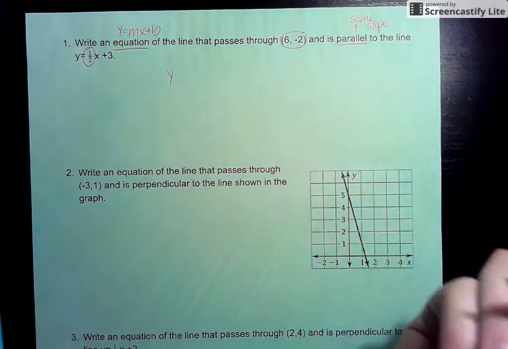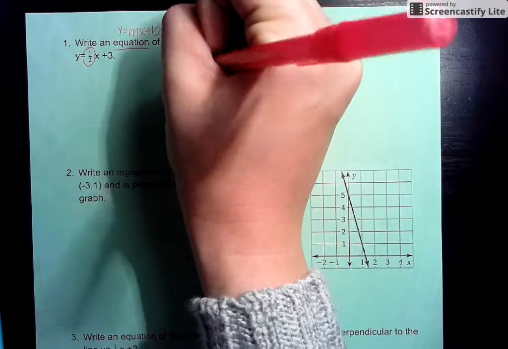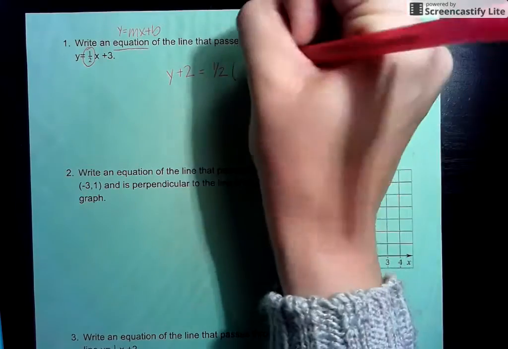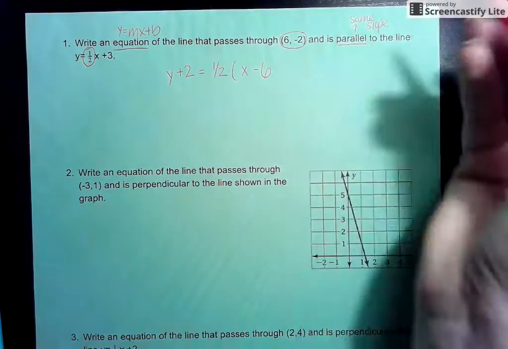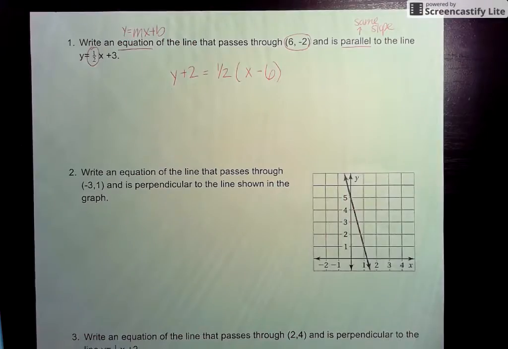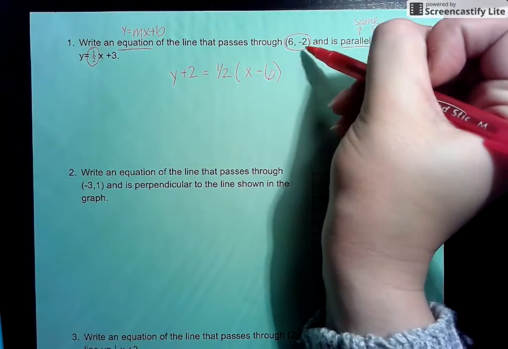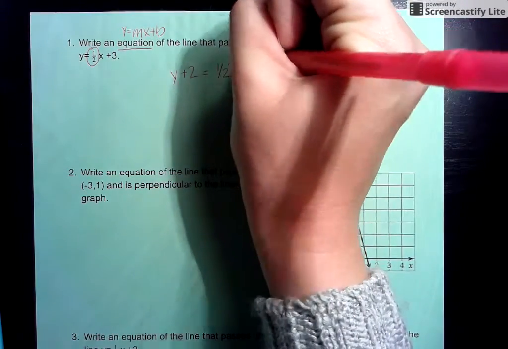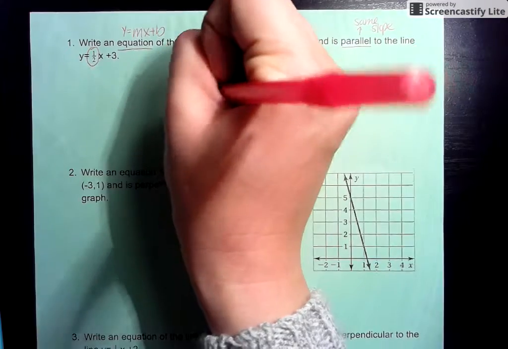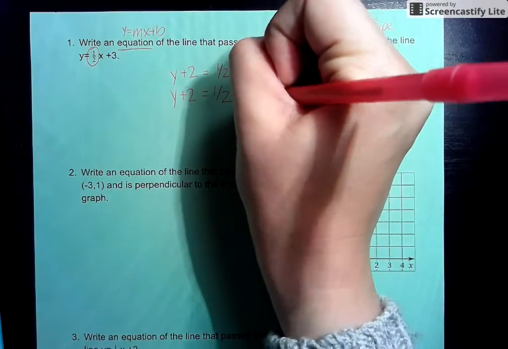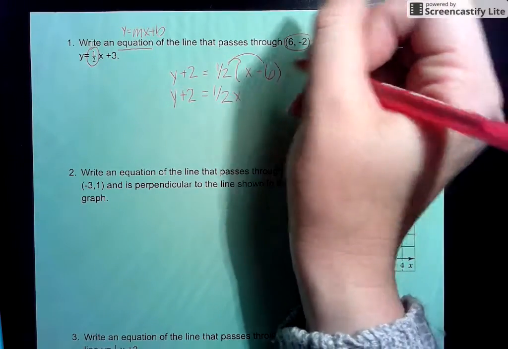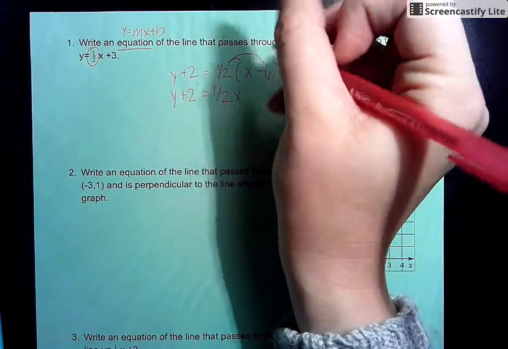So we're now going to take this point and write it in point slope form. So it's going to be y plus 2 equals 1/2 times x minus 6, and then you close it with the parenthesis. The 6 is the x value, the -2 is the y value, that's why it goes here. So you're going to distribute the 1/2, so you get y plus 2 equals 1/2 x. 1/2 times x is 1/2 x, and 1/2 times -6 is a -3.